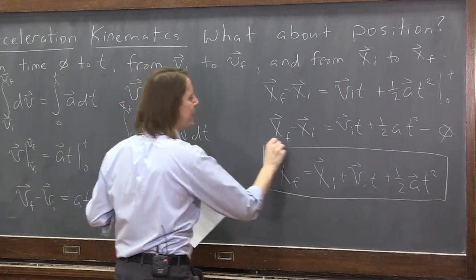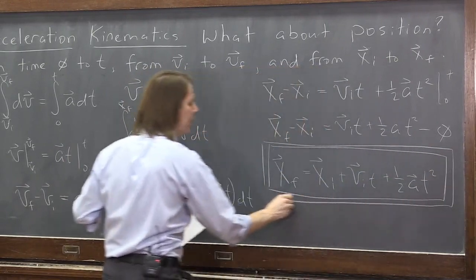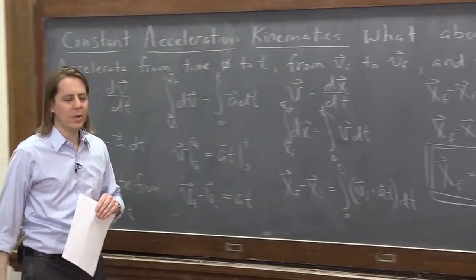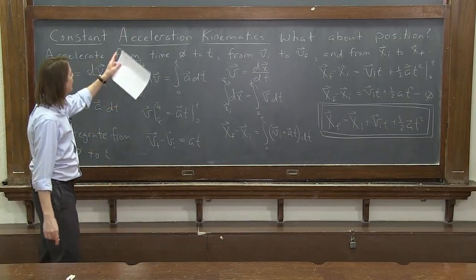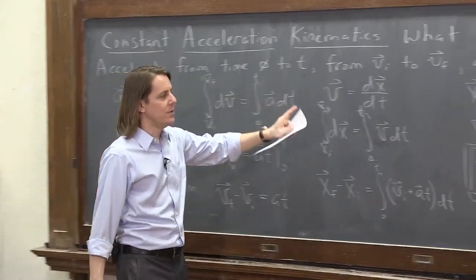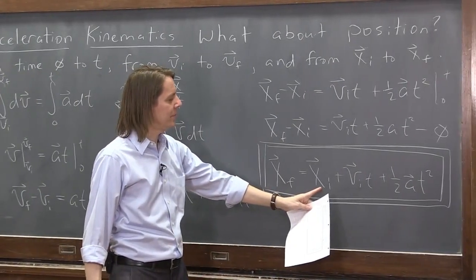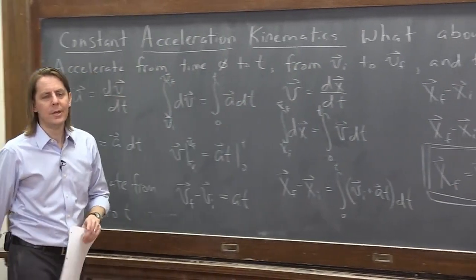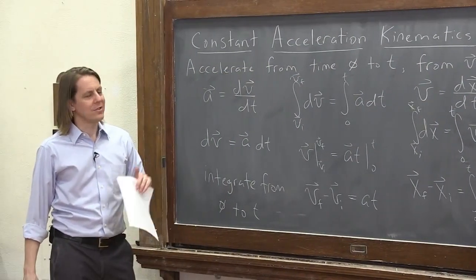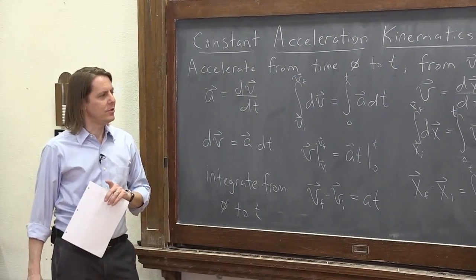Possibly the most famous equation in all of simple 1D kinematics. But it only applies if you have constant acceleration. And to use it, you need to know the initial position and the initial velocity. Next I'm going to show you another way to get this, and then we'll look at how you can use it a little bit.